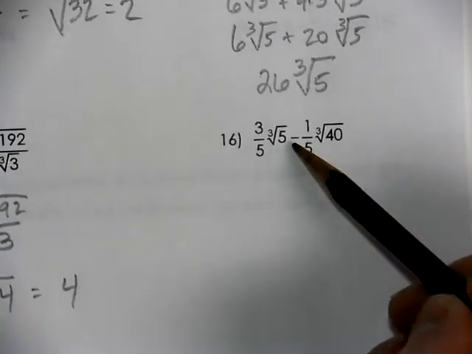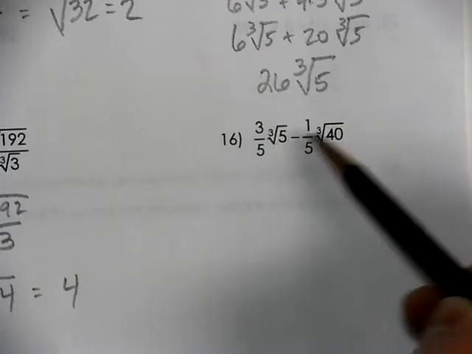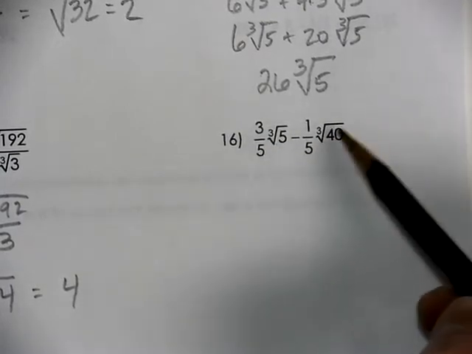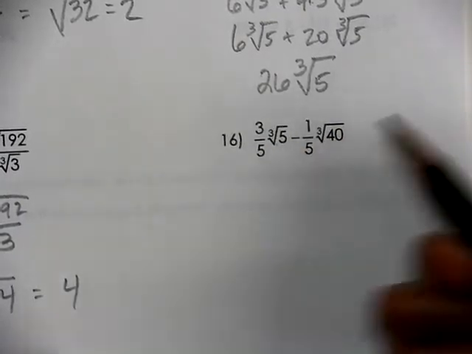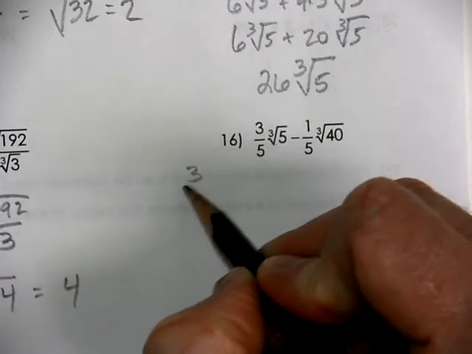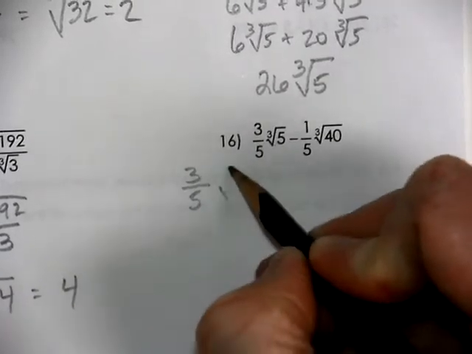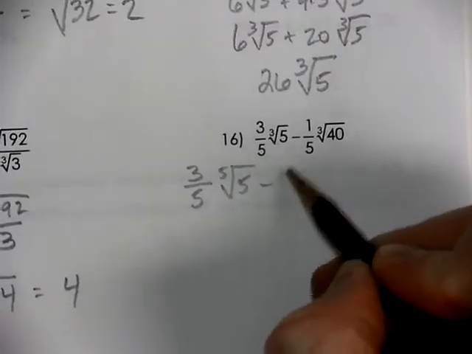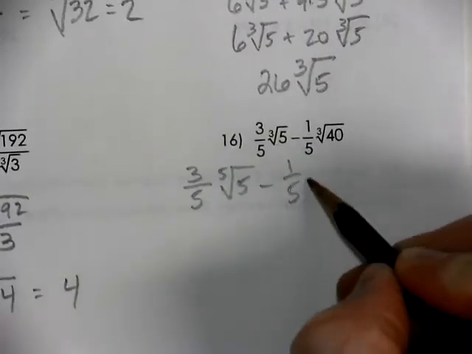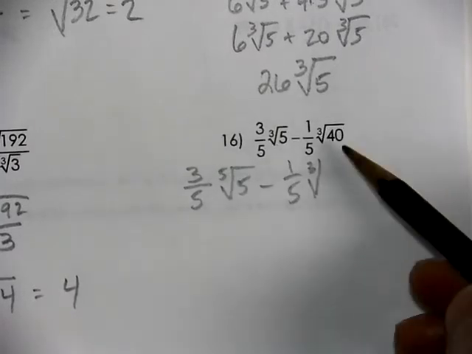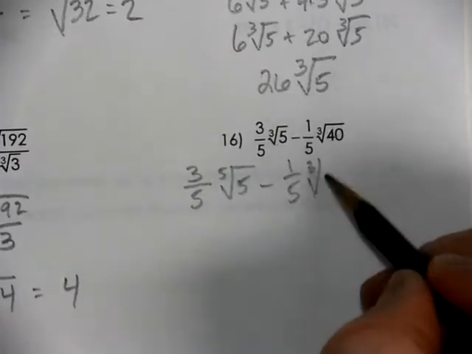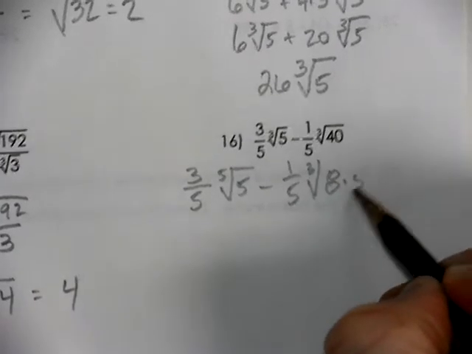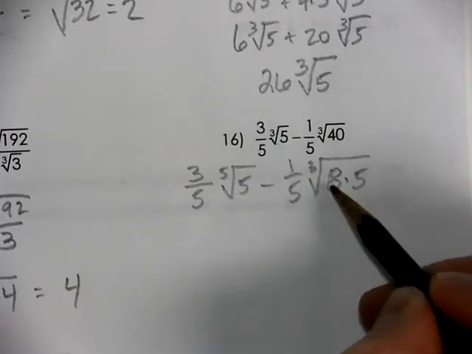We're subtracting. So we need our radicals to be exactly the same. They're not the same. 5 doesn't break down. So 3 to the 5th power times the cube root of 5 isn't going to change. But 40 is made up of 8 times 5. And 8 is a perfect cube.